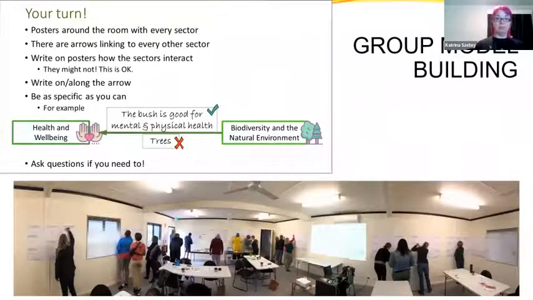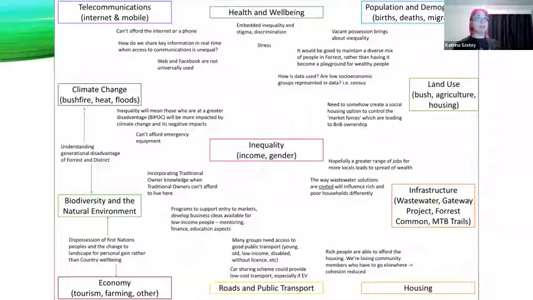I've just got a couple of slides here showing the process. So in the top left was our instructions to the participants. Around this room that you can see in the picture in the bottom, we had very large posters for each model sector. That sector was written in the middle of the poster, and then surrounding that we had the other sectors. And we just asked everyone to write on the poster how those sectors interacted. As you can see in the example here, the bush is good for physical and mental health is one way in which biodiversity and health and wellbeing interact. And just to give you an idea of the outcome, this is an example of one of those completed posters with all the data that we got from the community there.